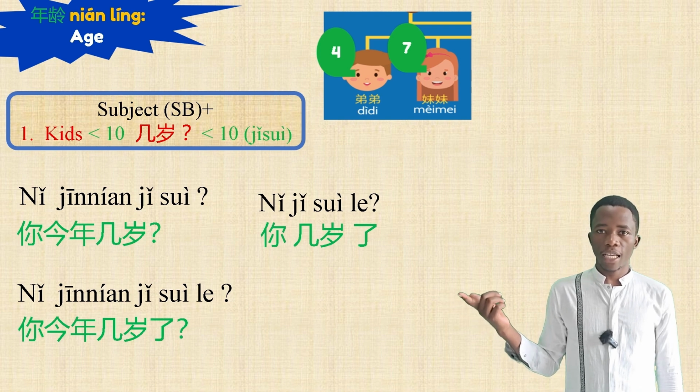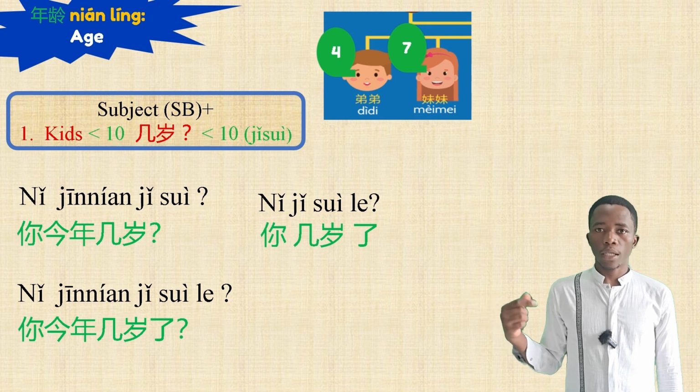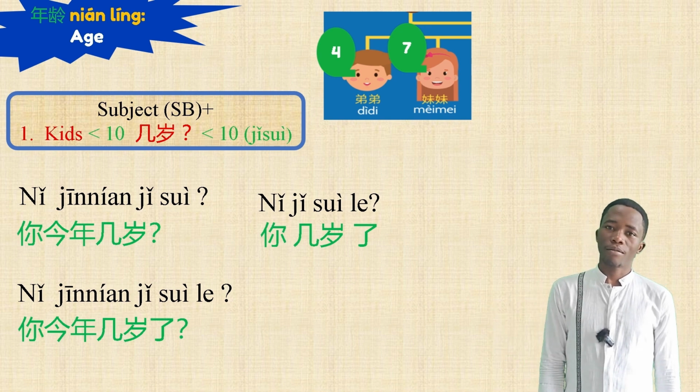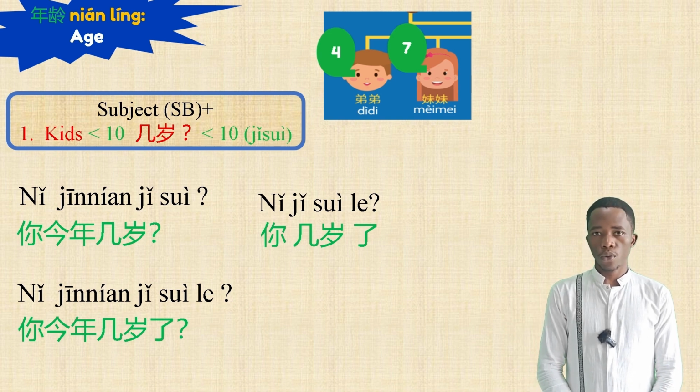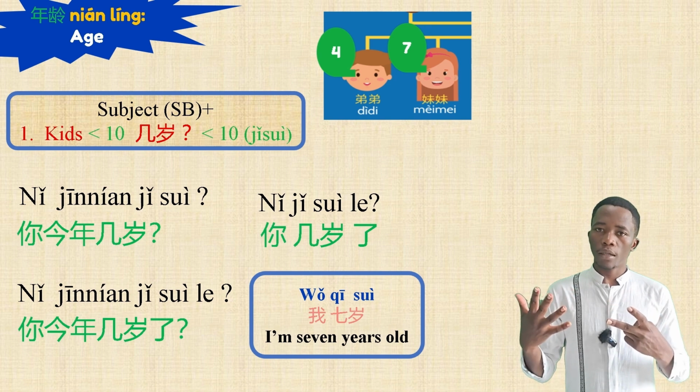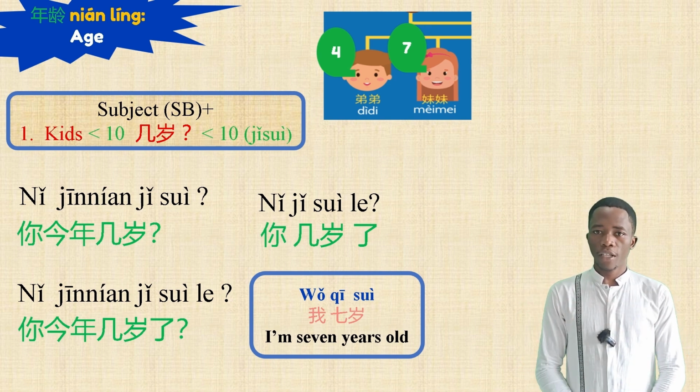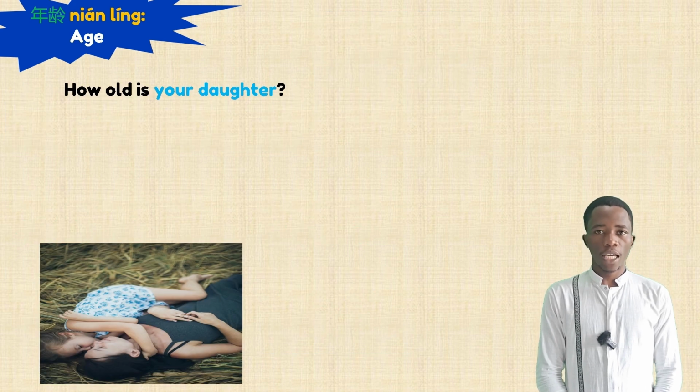So if you want to ask one of them their age, you will say 你今年几岁, 你几岁了, 你今年几岁了. How old are you? For children. My younger sister answers 我7岁, I am 7 years old. So in these three ways, you choose the one that you find easy for you.